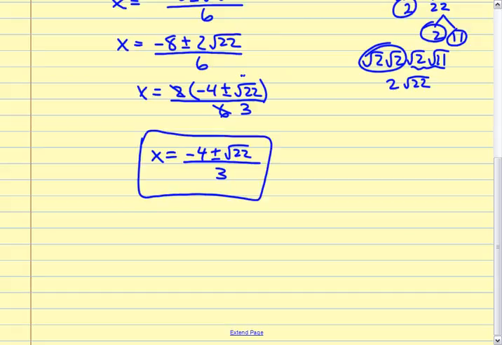And the world is a happy place. We have solved that quadratic. All right? Great job, folks. Onward to the next exercise.